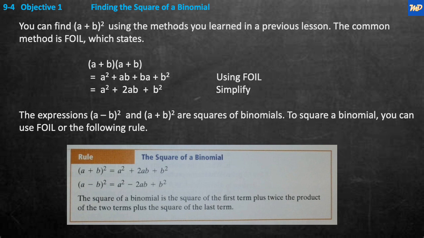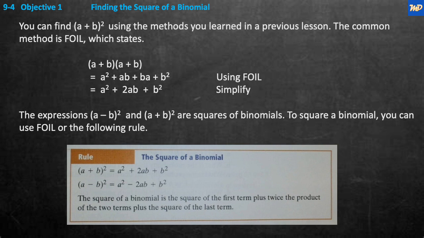Okay, so objective 1, finding the square of a binomial. You can find the square of a plus b, here, a plus b squared, using the methods you learned in a previous lesson. The common method is FOIL, first, outer, inner, last, which states the quantity a plus b times the quantity a plus b is equal to a squared plus ab plus ba plus b squared. That's using FOIL. And when you simplify it, you get a squared plus 2ab, because the a and the b can be switched, commutative property, and b squared.